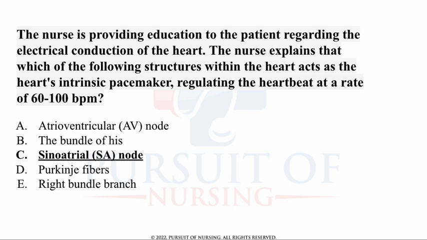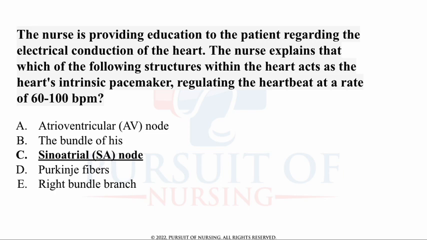All right, so the correct answer option is the SA node. So always remember that the SA node is the natural pacemaker of the heart. It initiates each heartbeat and it generates those electrical impulses at 60 to 100 beats per minute. The AV node receives electrical impulses from the SA node.